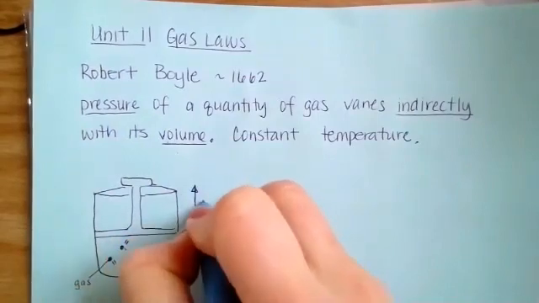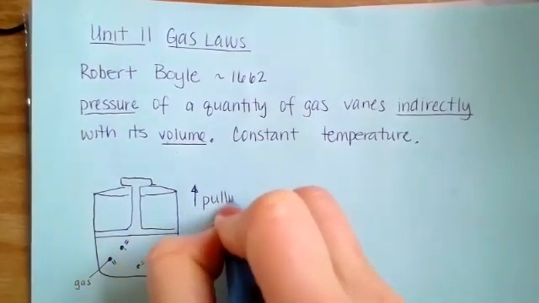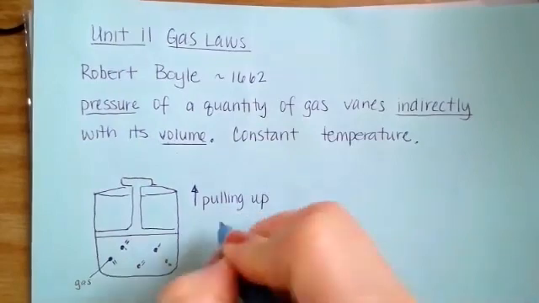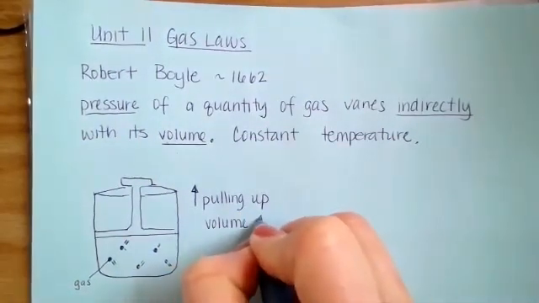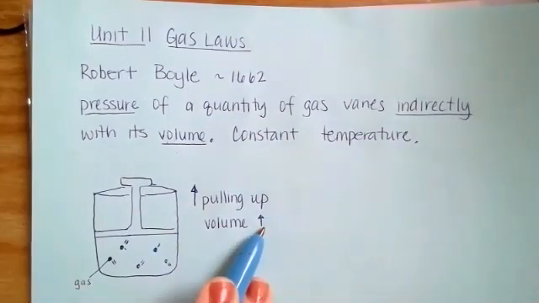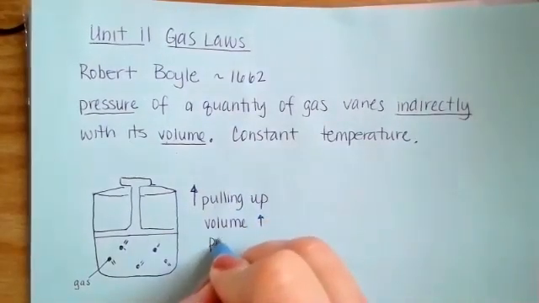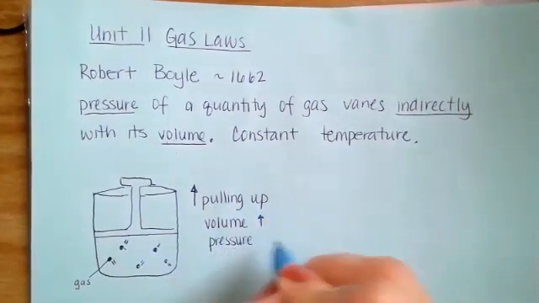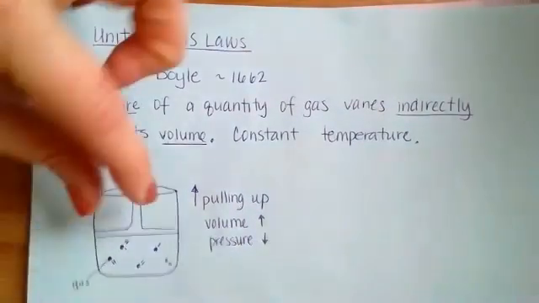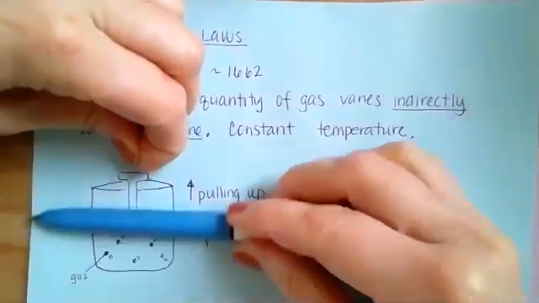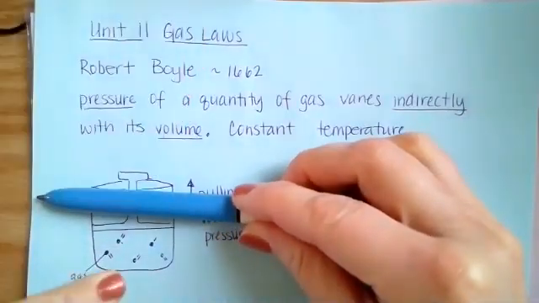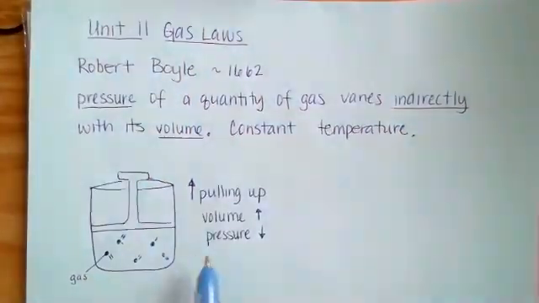I'm going to draw an arrow. So I'm pulling up. That means your volume is increasing, arrow up, and your pressure is decreasing. Okay, so I'm pulling this up. Imagine the volume goes up, and then my pressure is decreasing.